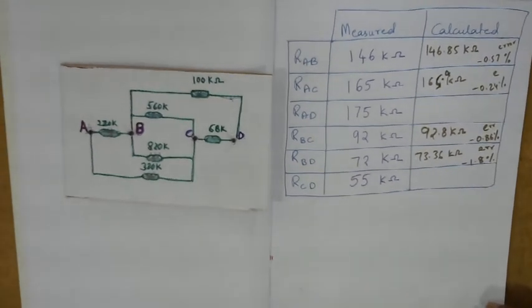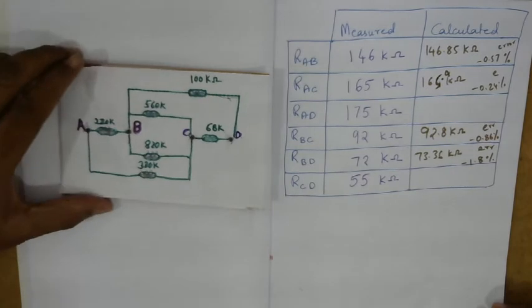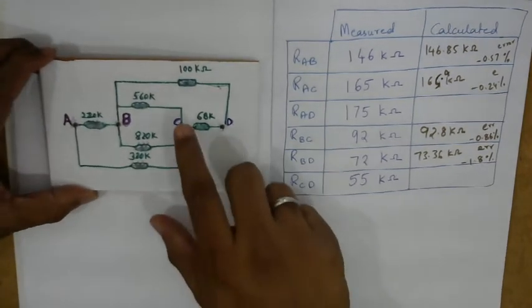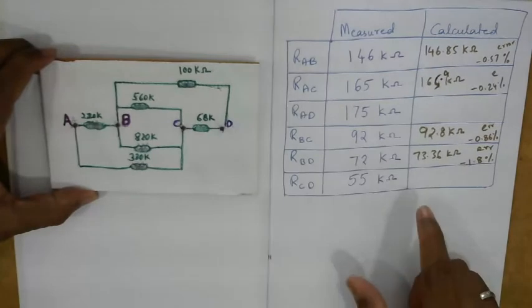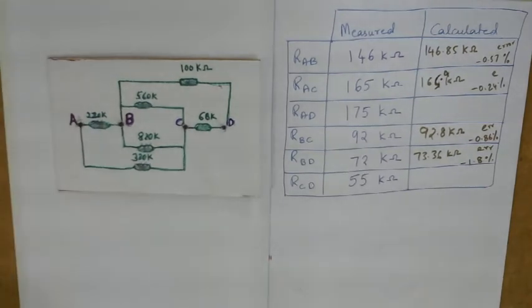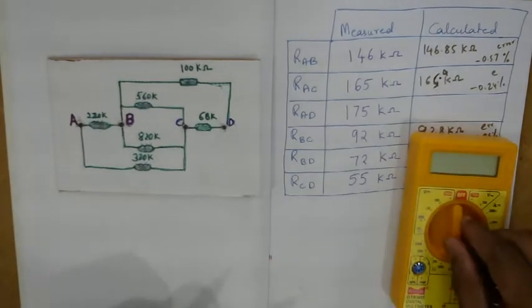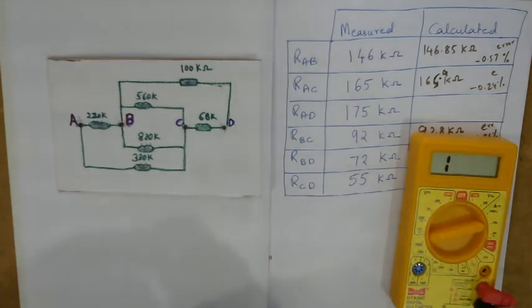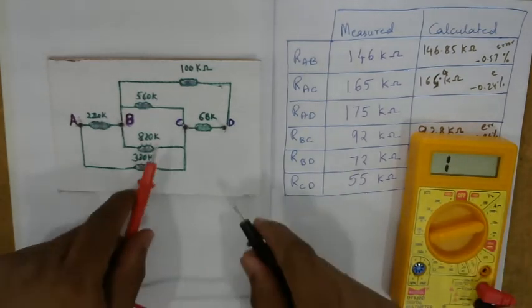Hello everyone. Let's continue our analysis of this small piece of circuit. So now we'll measure RCD and we'll calculate RCD and we'll try to match it. Already the measurement was done. Let's just quickly cross check that. So I go to the resistance measurement and then I'll try to measure RCD.